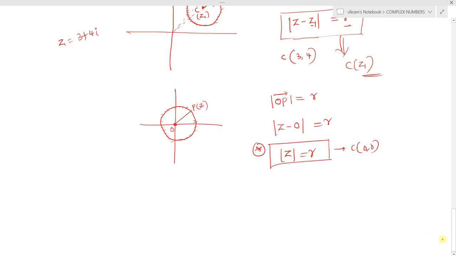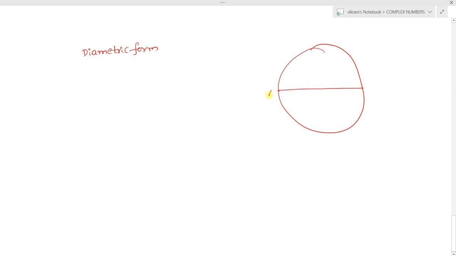We can also represent the circle in a different form, that is the diametric form. In the diametric form we must consider a diameter AB. If we consider A and B and any point on the circle, the angle in the semicircle is 90 degrees. Let me consider P as a point over here, with complex number z.